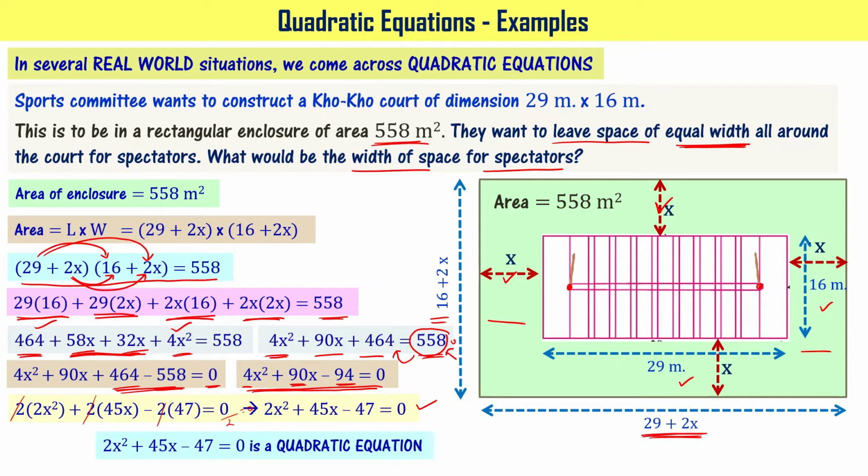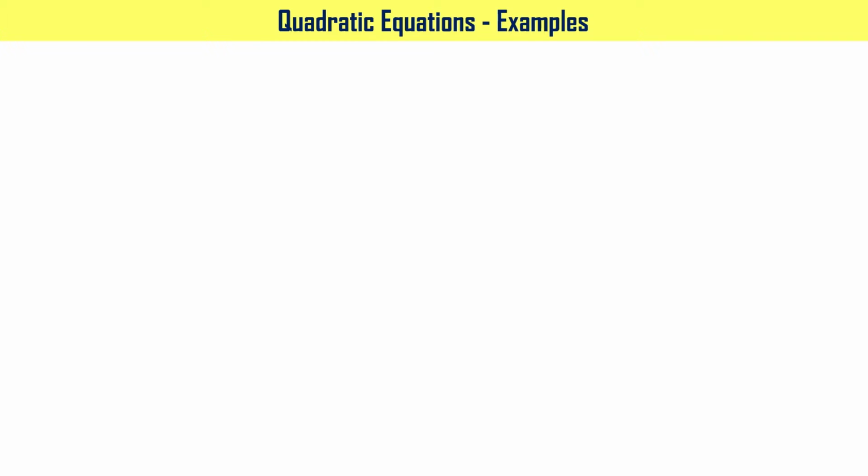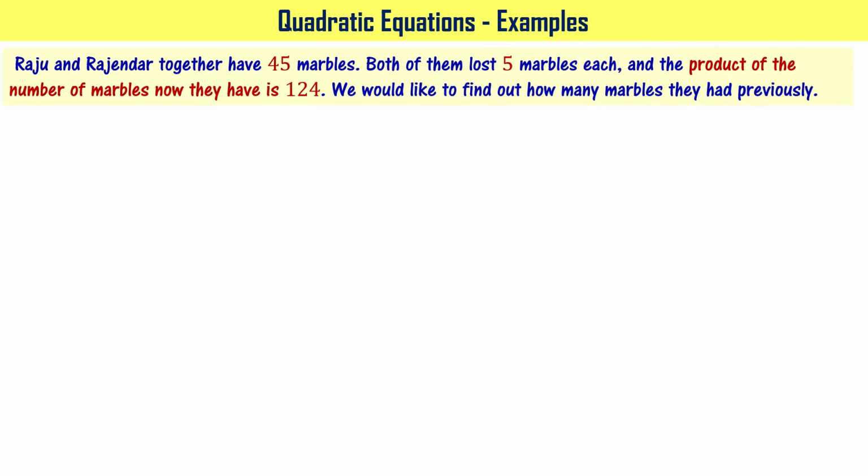Got it? Let us consider another example. Raju and Rajendra together have 45 marbles. They together have 45 marbles. Both of them lost 5 marbles each. Please note this. Raju lost 5 marbles and Rajendra also lost 5 marbles. That is the meaning of this particular statement, right? And the product of the number of marbles they now have is 124.